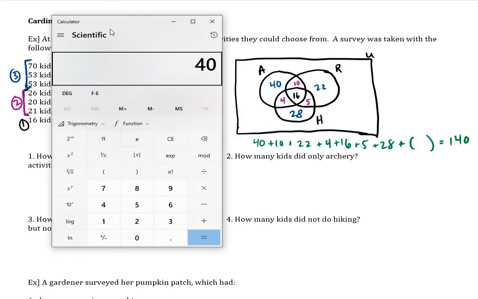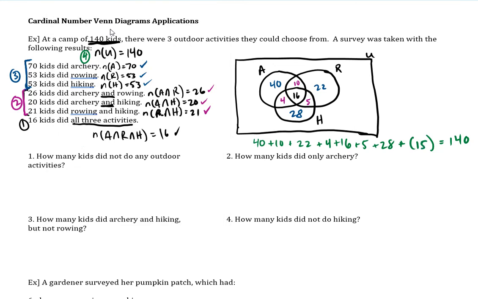So I'm going to add all those up. We got 40 plus 10 plus 22 plus 4 plus 16 plus 5 plus 28 is 125. And I know if I add 15 to that, it would be 140. Okay, so 15 is what would go on the outside of these circles. Okay, so there they all are.